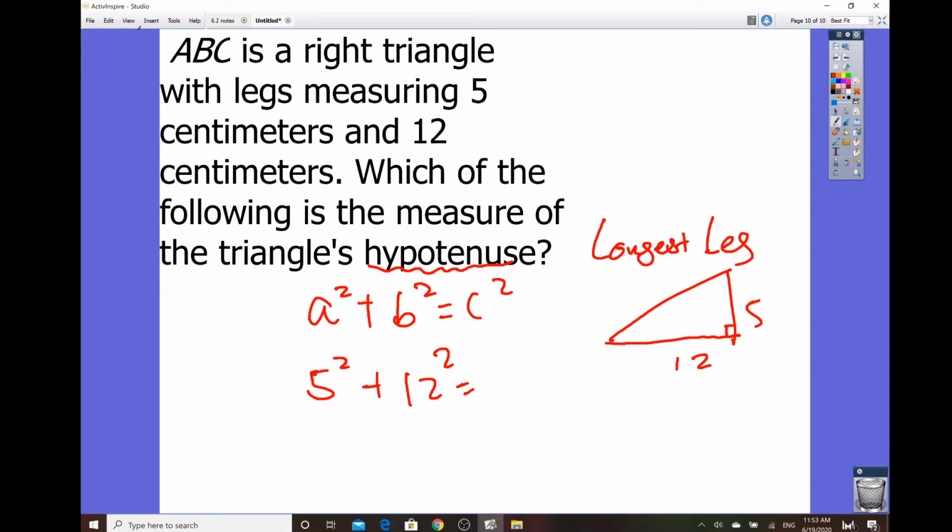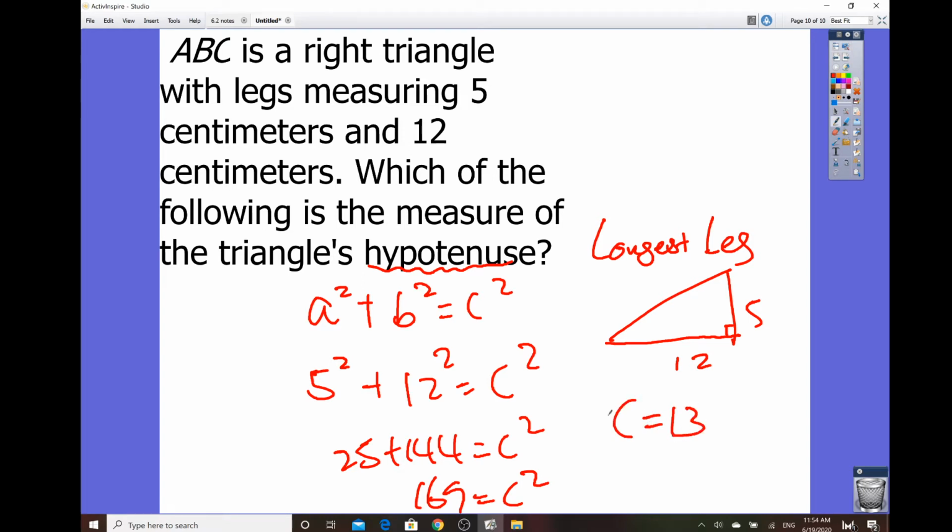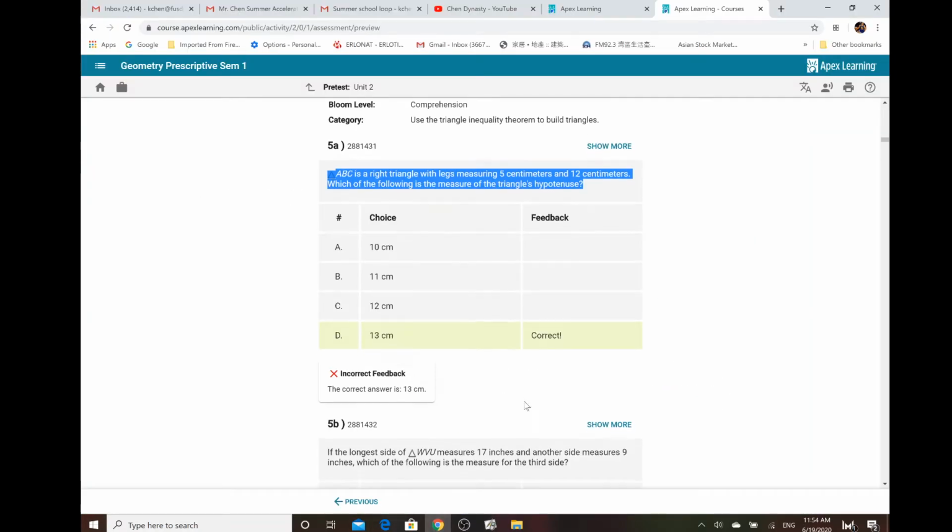Now 5 squared is 25. 12 squared is 144. Combine them together and we have 169. Then take the square root of both sides, so C is 13. It's a perfect square number. And that's what we got for this one.